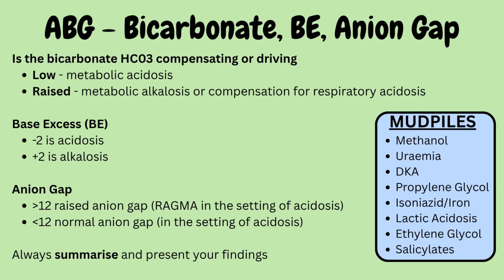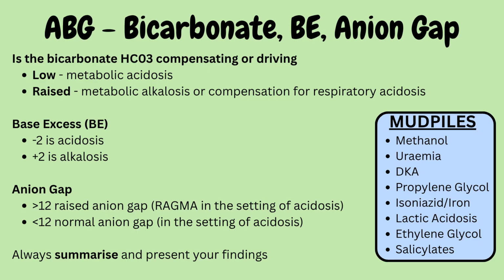You may hear about the MUDPILES mnemonic. MUDPILES stands for methanol overdose, uremia, P is for propylene glycol or paraldehyde, I is for isoniazid or iron overdose, L is for lactic acidosis, which is probably one of the most common ones, E is for ethylene glycol overdose, and S is for salicylates, and that'll be the late phase of a salicylate overdose. So that'll be things like aspirin.